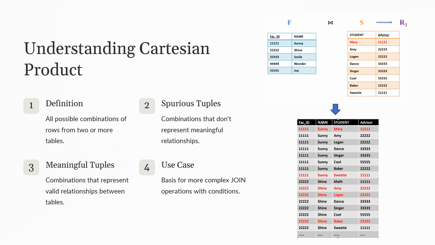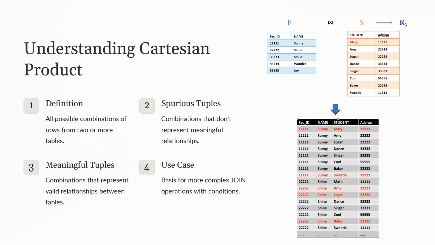Again, these Cartesian products are the basis for join operations. When filtered with a join condition, they generate meaningful relationships. In this case, if we want to get a meaningful relationship, we can select faculty ID, name, student, or advisor from the faculty table and the student table, but we need to let faculty join the student table on faculty ID equals the student table's advisor.